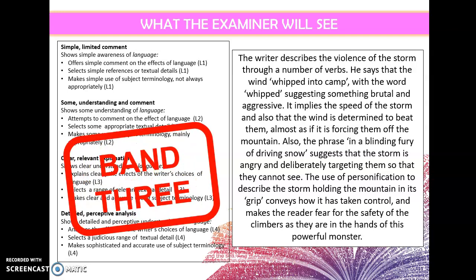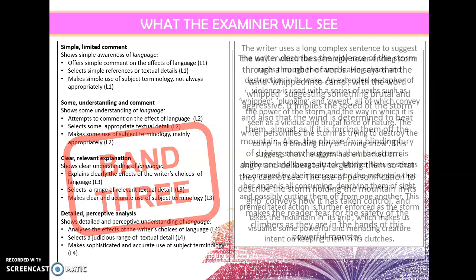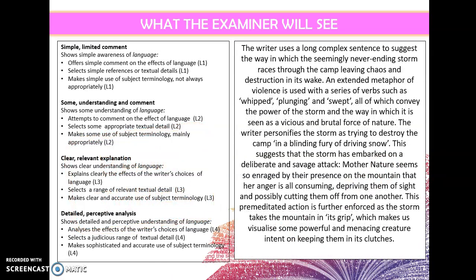Right, last one. So no surprises what we're looking at here in terms of the quality. So let's have a little look. Right, the writer uses a long, complex sentence to suggest the way in which the seemingly never-ending storm races through the camp, leaving chaos and destruction in its wake. Now, that's quite an interesting one. Sentence structure can be quite a tricky thing to comment on, and I would only recommend it if you can see a really clear effect.